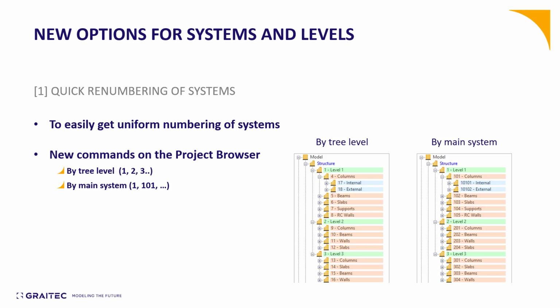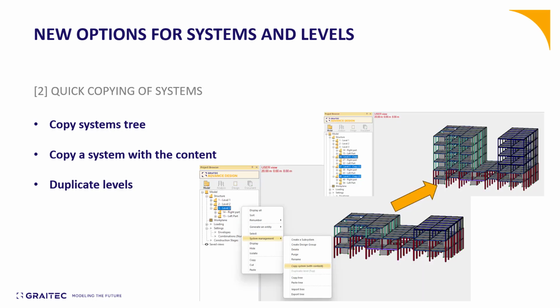So we can now renumber the systems according to two different methods: by tree level. It's a method that numbers the systems in tree level order. First the main systems, then their subsystems, then their subsystems. So 1, 2, 3 in that order. The by main system method numbers the subsystems using prefixes from the number of the main system. I will show you in a moment how it works.